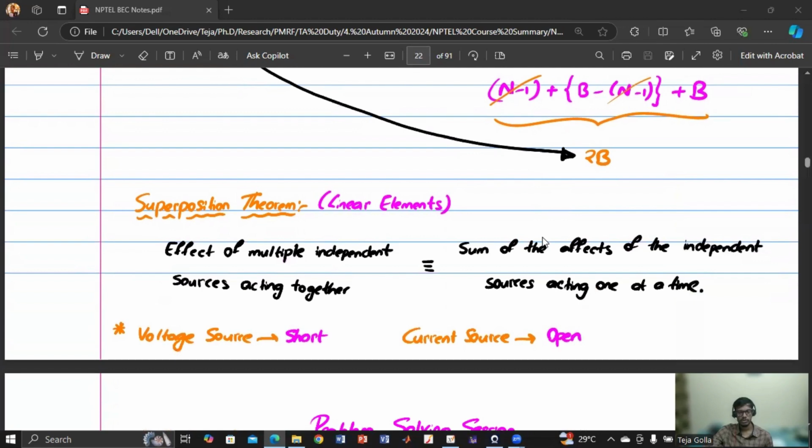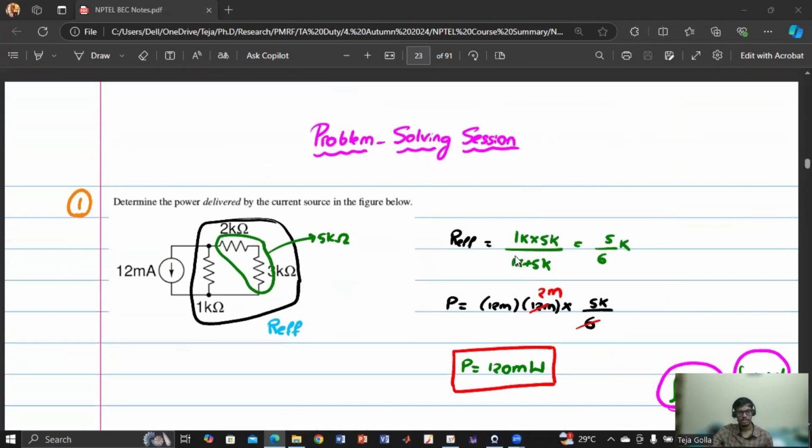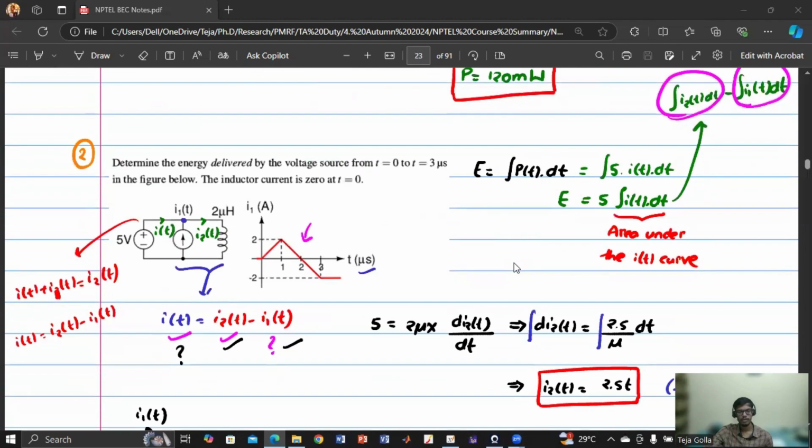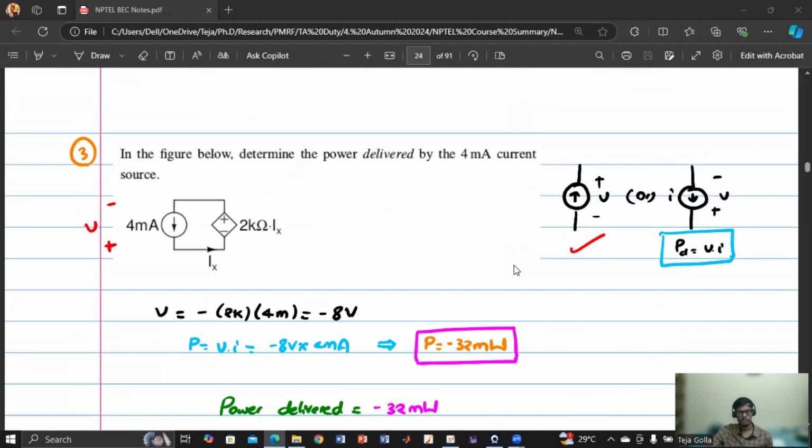That if there are multiple sources acting together, then you can consider each source at a time, and then add the sum of the effects. And then we have also solved the same. We have solved a few problems on power as well as energy, and for dependent or independent sources, what is the power delivered by the source or what is the power absorbed by the source. You have to be very careful. If they are asking for power delivered and it is absorbing, then you will get a minus sign. You have to enter a minus sign in your answer. So you have to be careful whether it is delivering the power or absorbing the power.